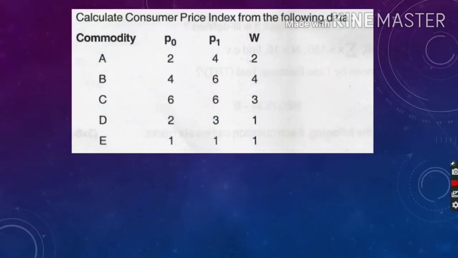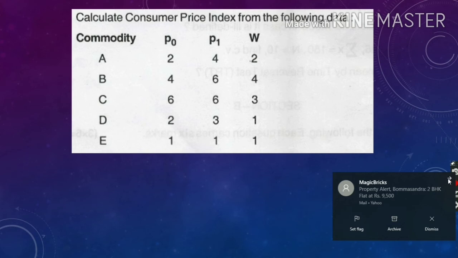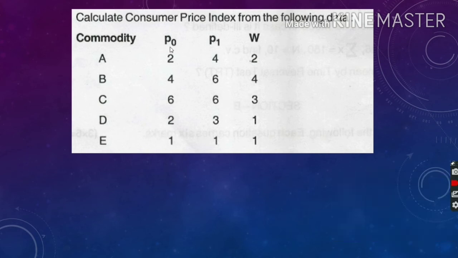Good morning, students. Let's continue with consumer price index. Calculate consumer price index for the following data. So commodity ABCD is given, P0, P1 is given, and W is given. So therefore we need to find the consumer price index by using family budget method. Because while calculating aggregate expenditure method, we require a Q0 value also, but here W value is given.